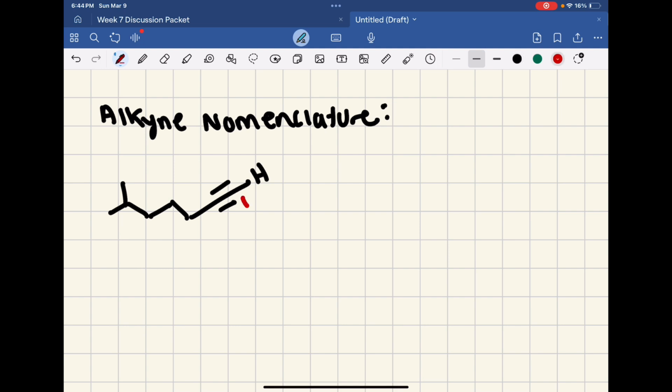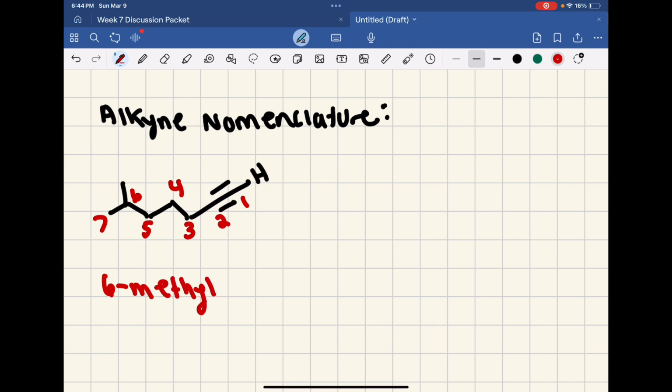So how we would do this is 1, 2, 3, 4, 5, 6, 7, that's the only numbering scheme possible. Since this is a terminal alkyne, I don't have to necessarily indicate where the position is, but I always do, just to be specific. So where is the position of the substituent? Well, 6, there's a methyl.